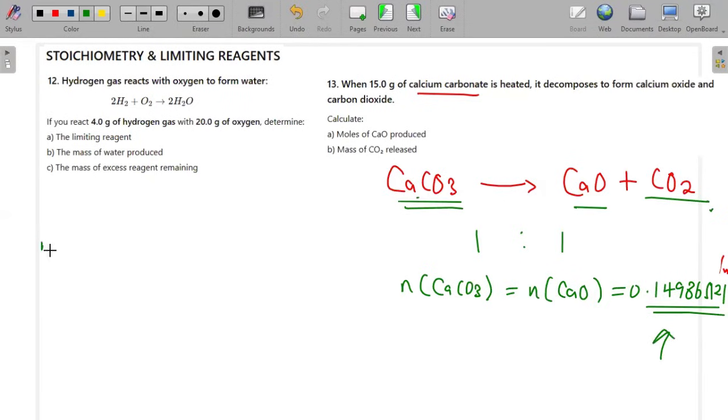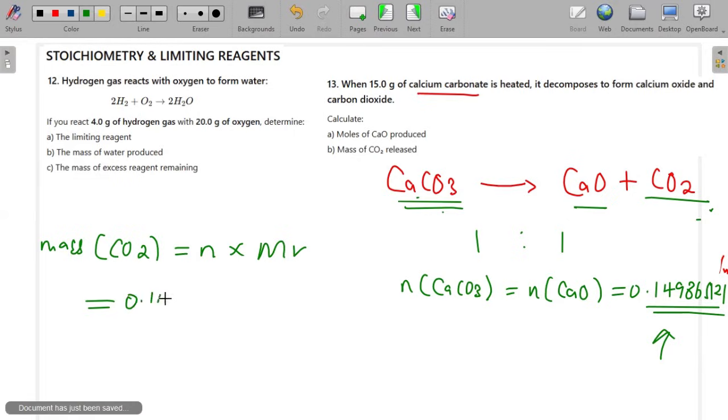So to find the mass of carbon dioxide, I'll just multiply its moles by the molar mass. Its moles is the same because the mole ratio is the same. So it's just 0.149865121 multiplied by the molar mass for carbon dioxide, which is 44.01.